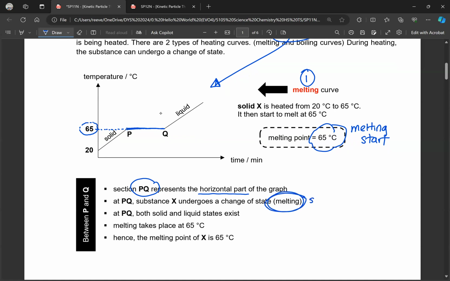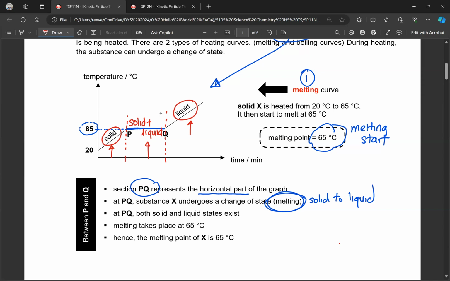There's a change of state from solid to liquid. Let me change the color of my stylus. Over here, I have solid plus liquid. Over here, I have solid only. Over here, I have liquid only. So you must take note, there are 3 parts of the graph. The first part is solid. The second part is solid and liquid. The last part is liquid.